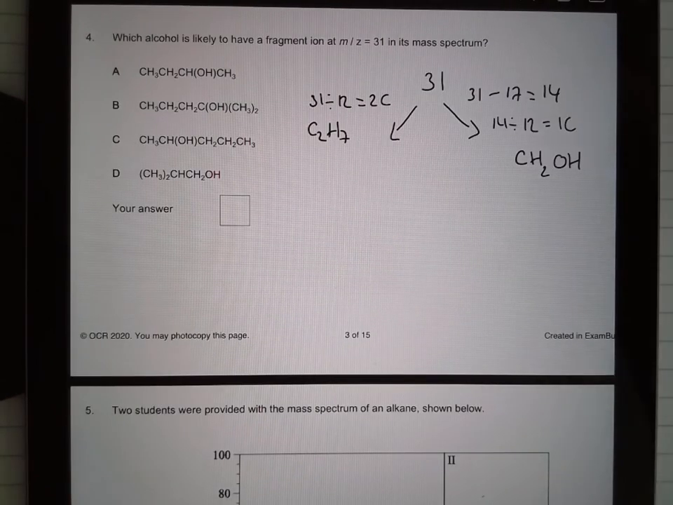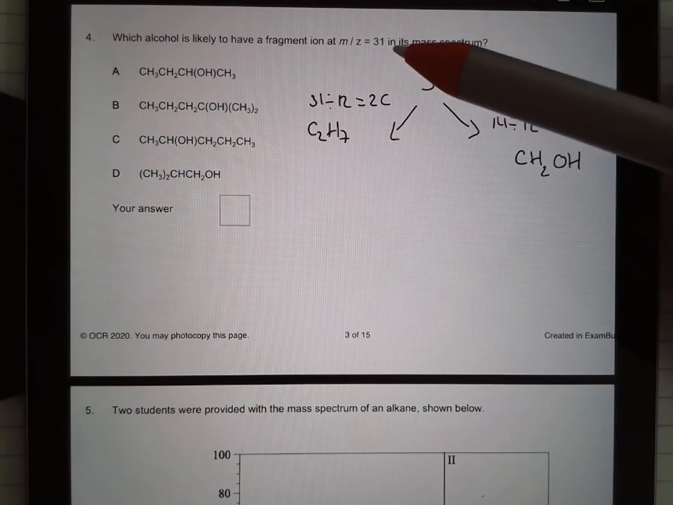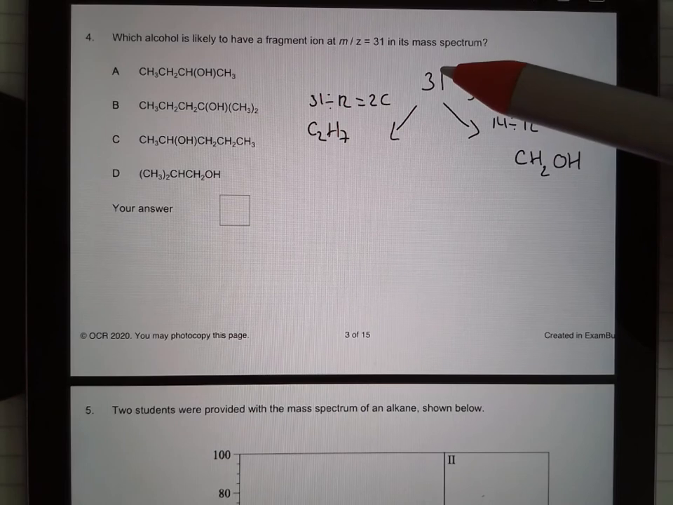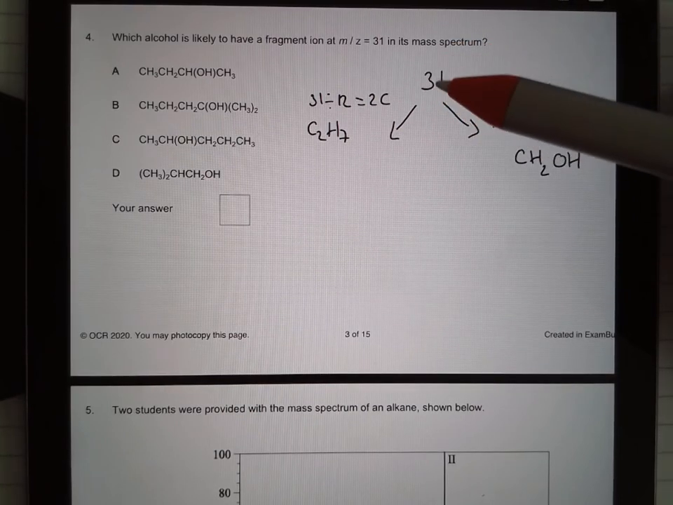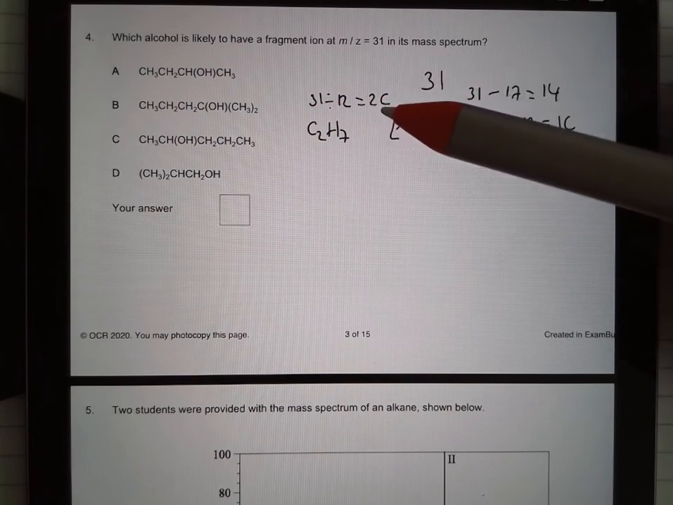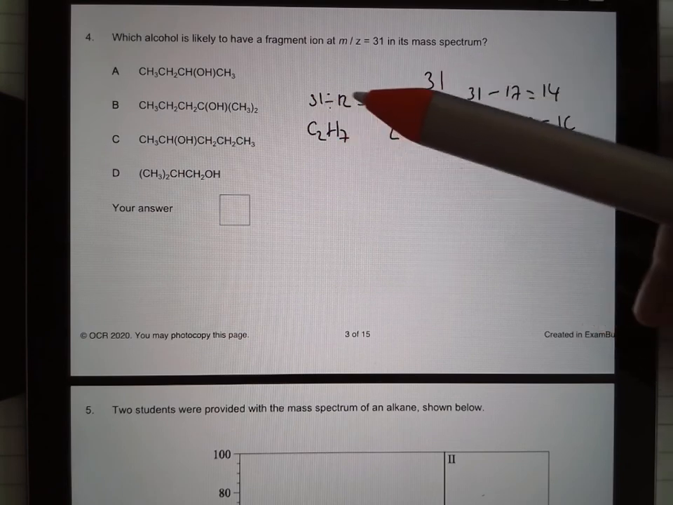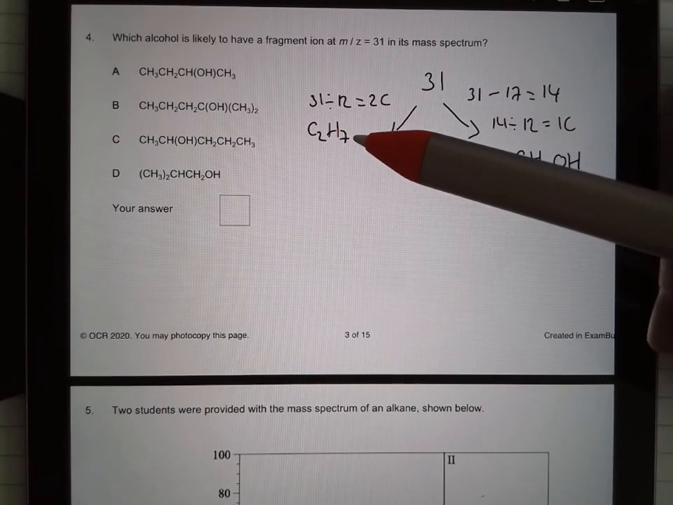Okay, question 4 is similar to question 2. You're asked which alcohol is going to have a fragment m/z of 31. So again, my formula mass is 31, and I'm asking myself what fragment might have a formula mass of 31. So the first thing I'm going to consider is what's the maximum number of carbons I could have if my formula mass is 31. So I do 31 divided by 12. That gives me room for 2 carbons, okay, 2 12s are 24, and that gives me 7 left over, which would be 7 hydrogens.